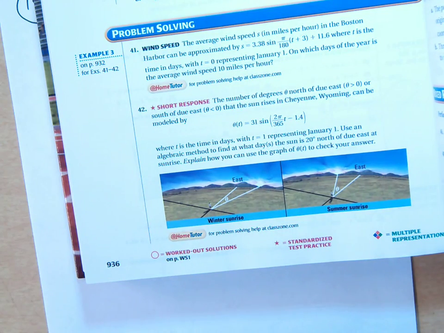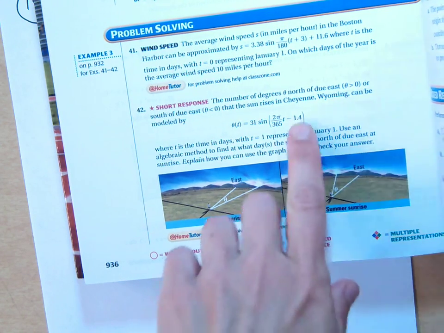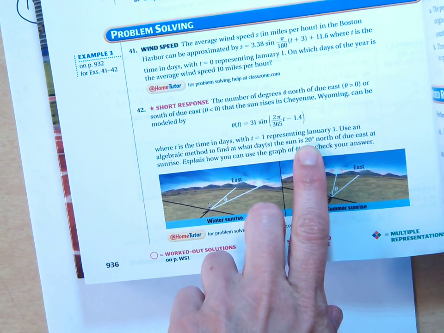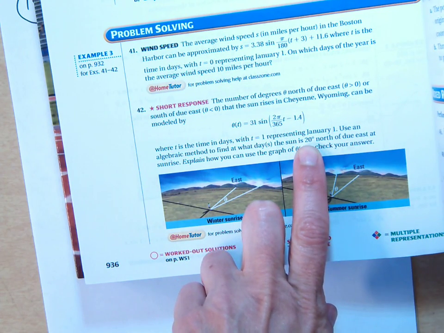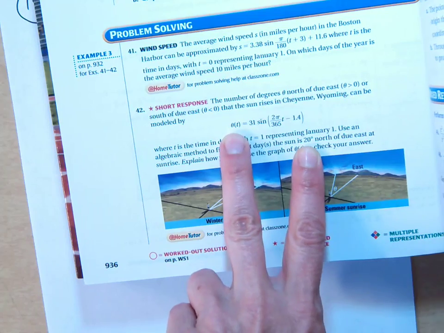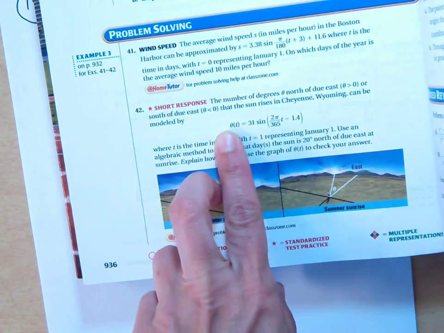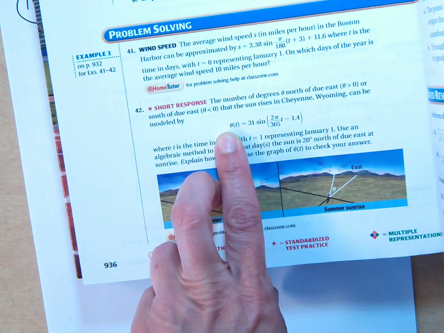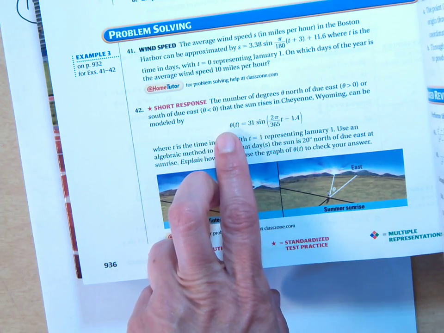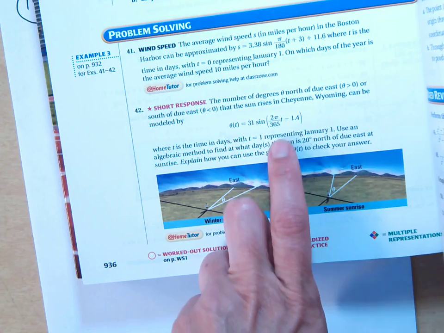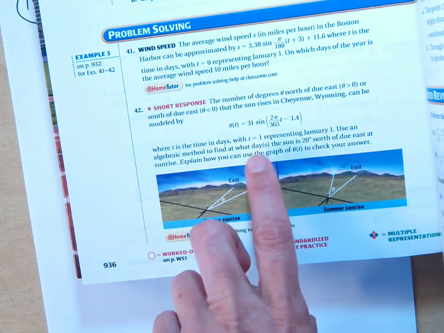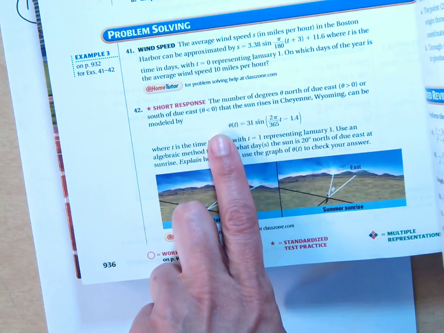We're plugging in 20 into the degrees, right? The result, theta of t, gives you the degrees. So we'll replace this with 20 and we solve for t, right? At what day is the degrees 20 degrees?